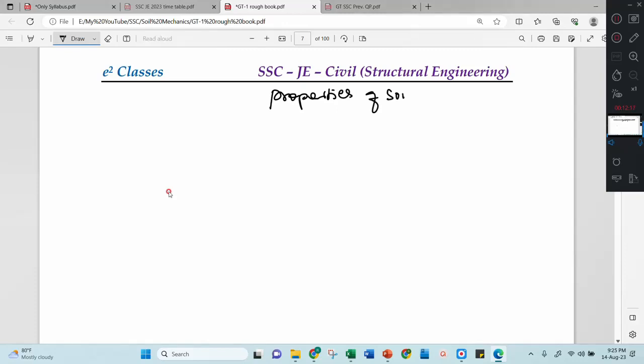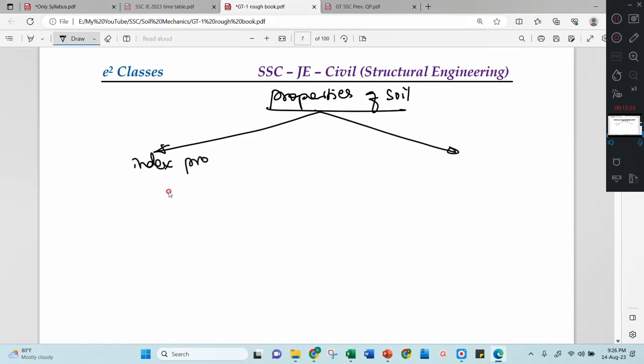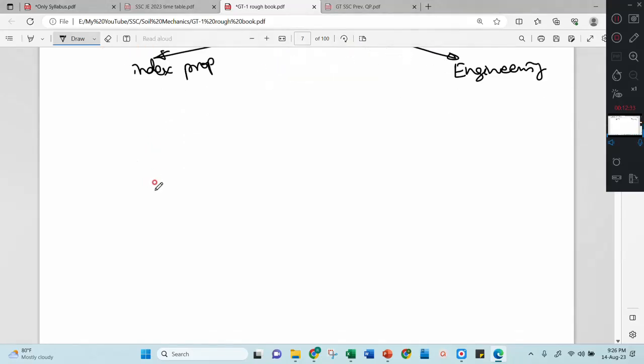Properties of soil. See, the properties of soil we can divide into two types. The first one is index properties, and the second one is engineering properties. Index property means that by looking at the soil, without doing big experiments, just by doing small experiments, you will find some meaning of the soil. They are called index properties.